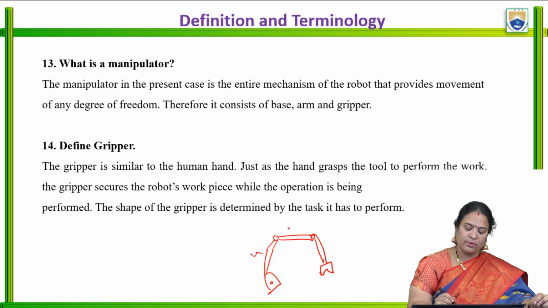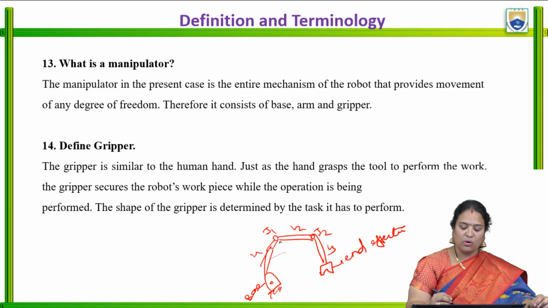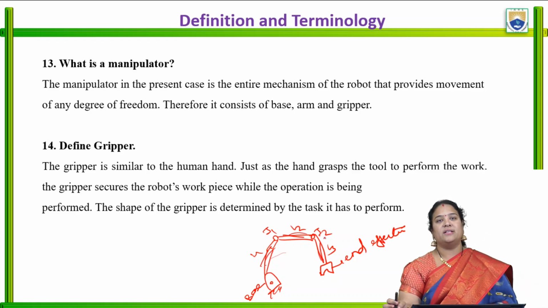Right, this is link 1, link 2, link 3, joint 1, joint 2, and this is the end effector. This is the base. So here all these are called the manipulators. All these links are called the manipulators.